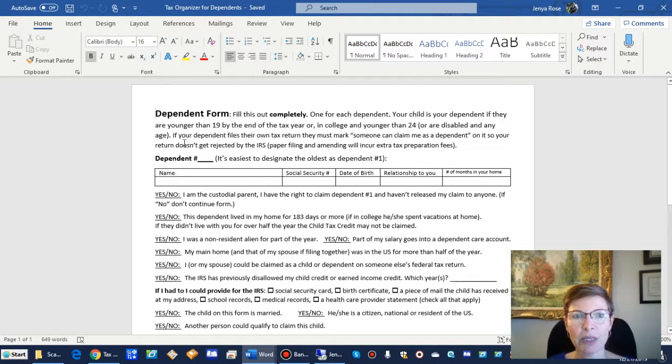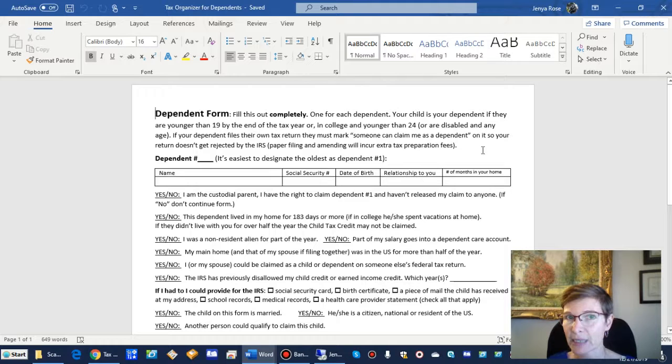So if your dependent files their own tax return, they need to mark on that return, "someone claims me as their dependent." If they don't mark that box, your return is going to get rejected. So I highly recommend talking to your dependent and asking that they wait to file their own return till after your return is filed. If we're filing the return for the dependent, then we know to check the box.